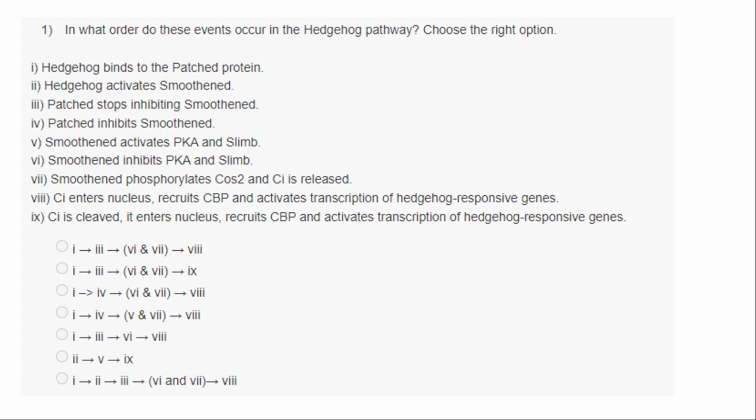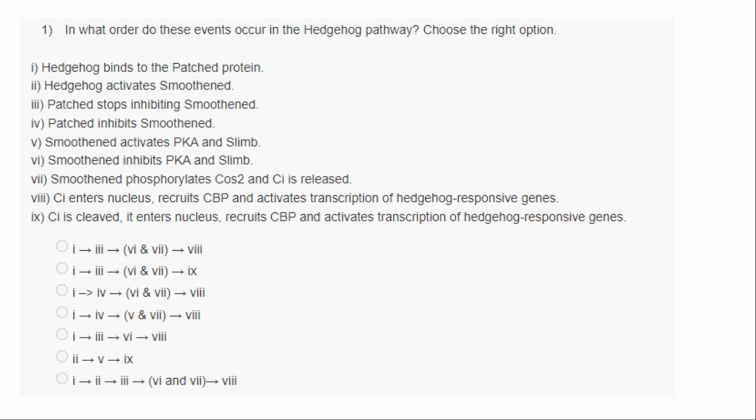Smoothened inhibits PKA and Slimb. Smoothened phosphorylates Cos2 and Ci is released. Ci enters the nucleus, recruits CBP and activates transcription of hedgehog responsive genes. Ci is cleaved, it enters the nucleus, recruits CBP and activates transcription of hedgehog responsive genes.